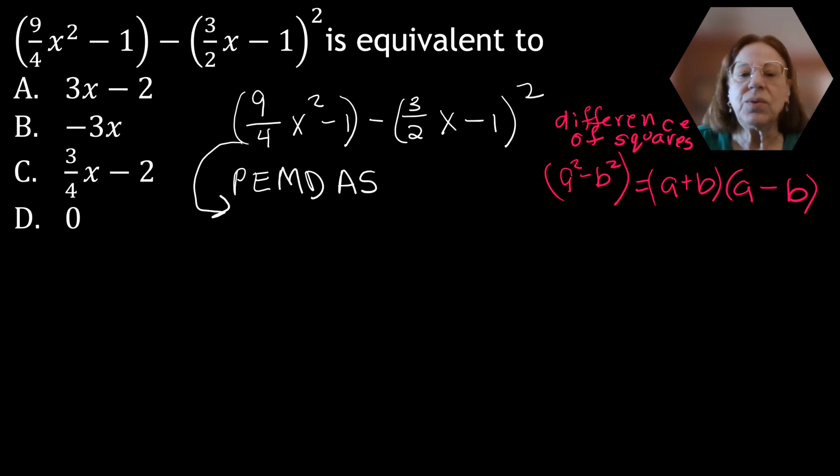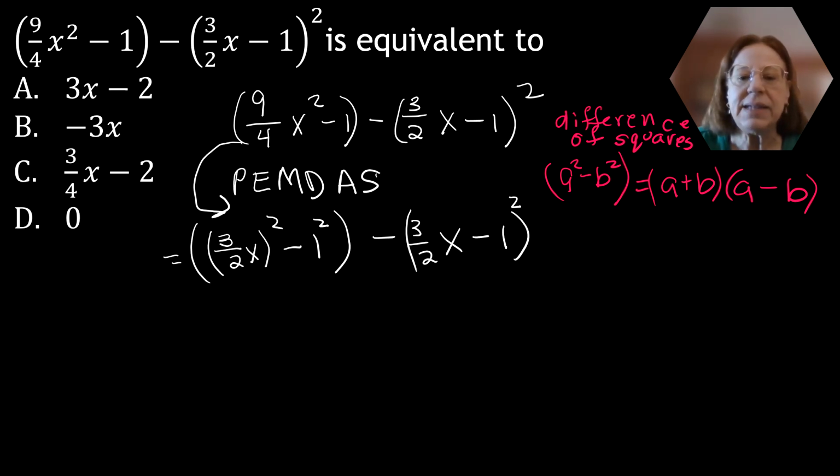Okay, so I can see right there in the first expression that I can factor that into the difference of two squares. So the difference of two squares is if you have a squared minus b squared, that's the same thing as a plus b times the quantity a minus b.